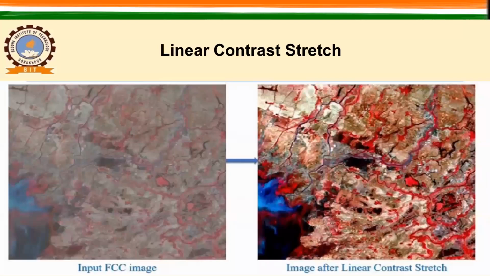Now I will show you one more example. This is another example where you have the input FCC image, and this is the output linearly contrast stretched image. You can easily see the difference.